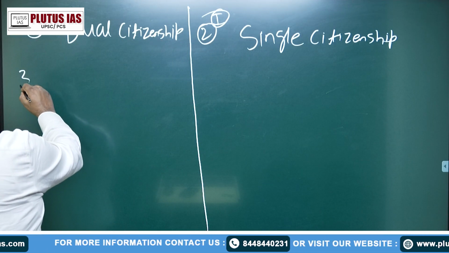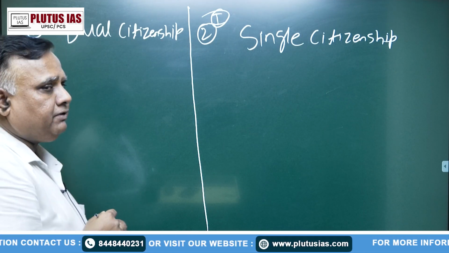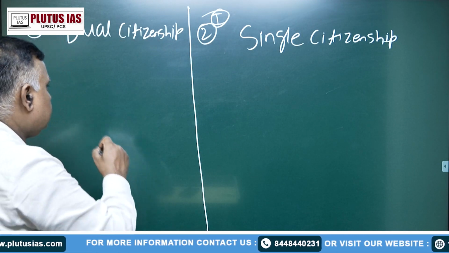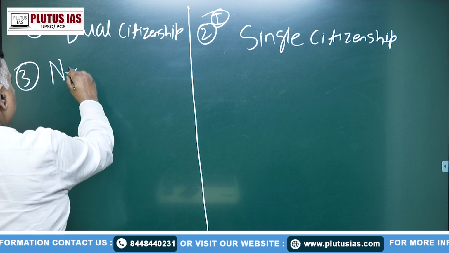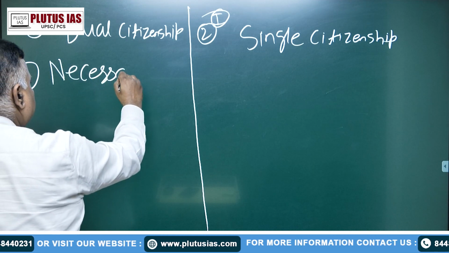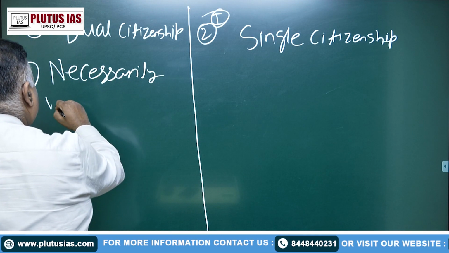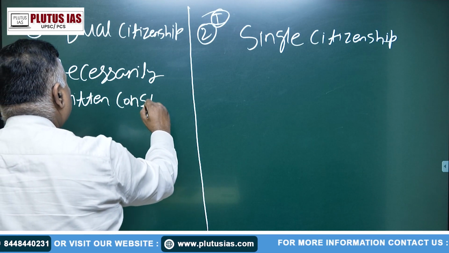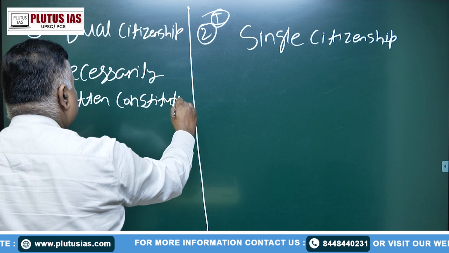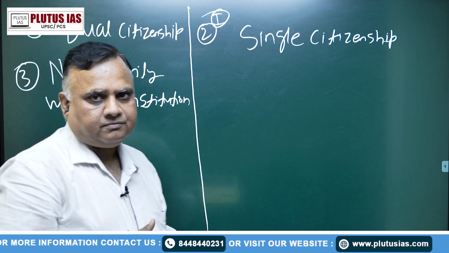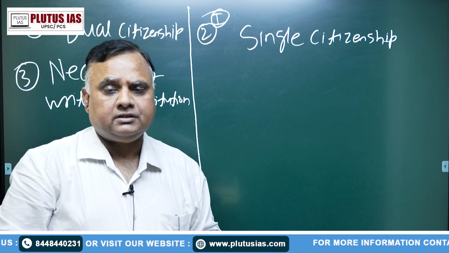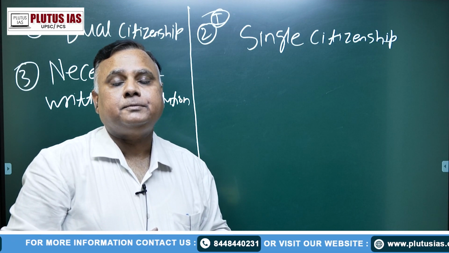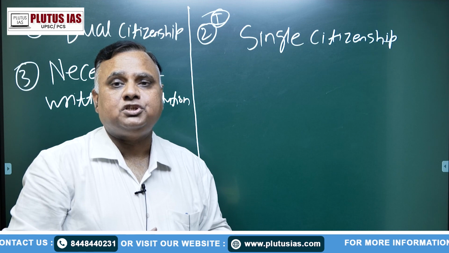The third difference between federal polity and unitary polity is necessarily written constitution. Written things are in favor of the weaker states vis-a-vis the stronger center. If the things are not written, if the things are not explicit, the stronger center can disturb federal equilibrium by encroaching on states.